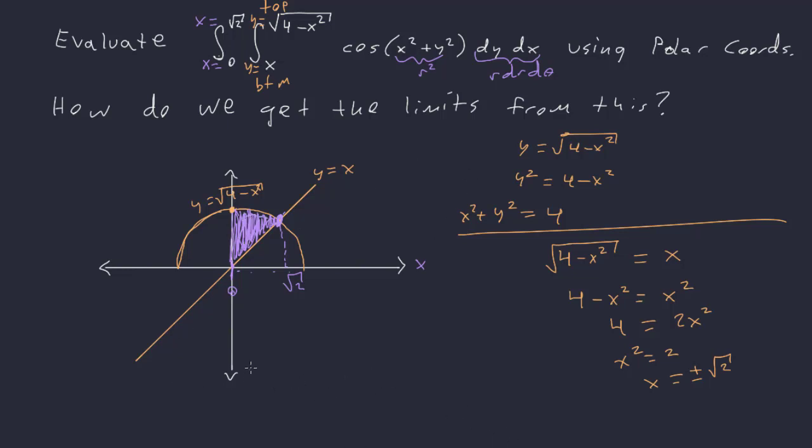Okay, now, if we want to convert this to polar coordinates, we need two things, right? We need to know what theta is doing, and we need to know what r is doing. Well, r, I think, isn't too bad because no matter where I start, here or here or here, this is the circle of radius 2. So r is going between 0 and 2. It's the angles that may give us some trouble.